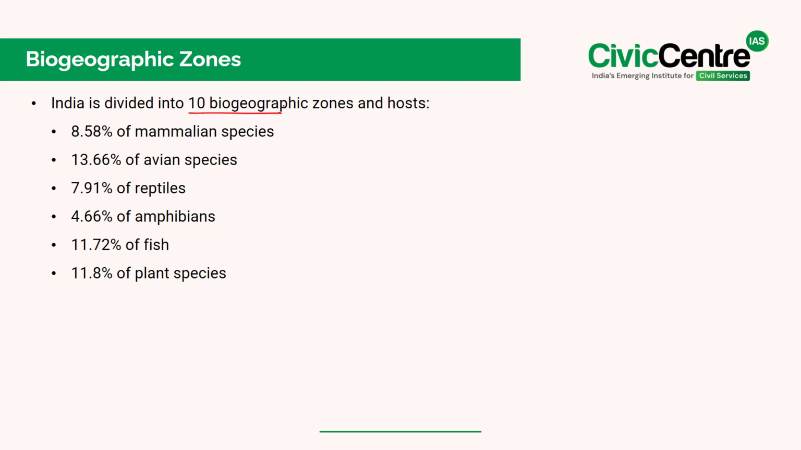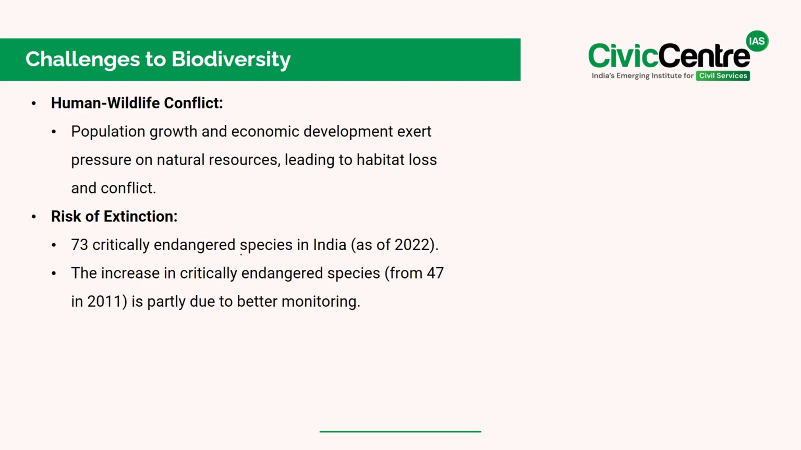Then, if we have to look at the biogeographic zones of India, see, India is divided into 10 biogeographic zones and hosts 8.58% of mammalian species, 13.66% of avian species, 7.91% of reptiles, 4.66% of amphibians, and then 11.72% of fish, and lastly 11.8% of plant species.